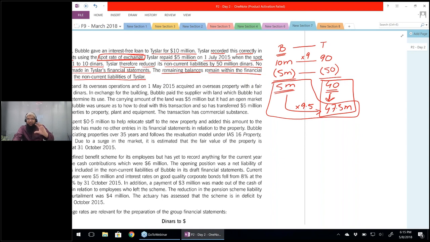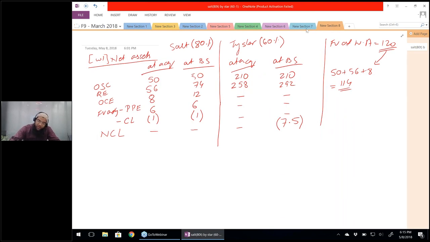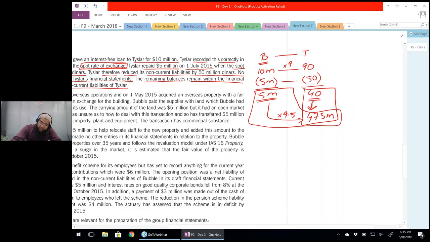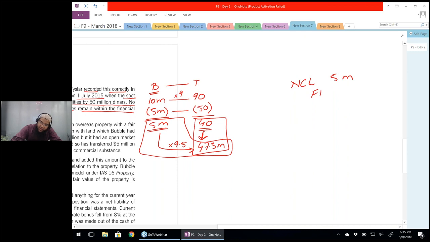the group does not have any financial asset or the non-current liability. For group, it is neither a financial asset nor a financial liability. So we should be eliminating both. So what entry should we be preparing to eliminate this? We will be preparing an entry as non-current liability debit by $5 million and financial asset credit by $5 million, because from the group's perspective, the group has no liability and the group has no asset. It is an intra-group balance.